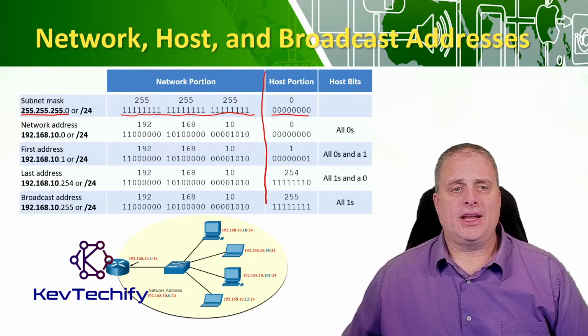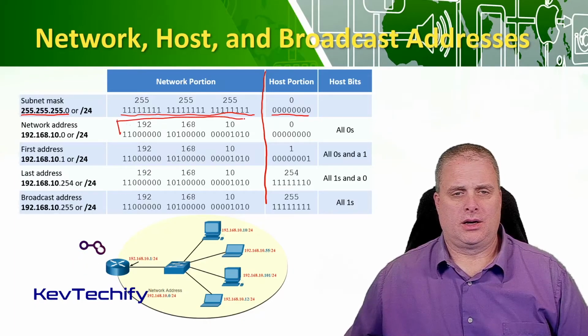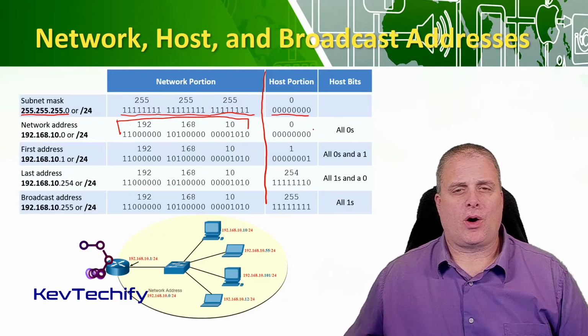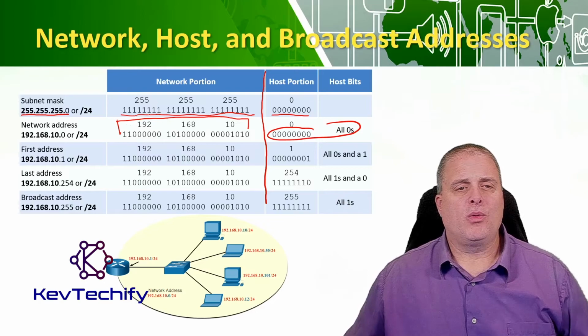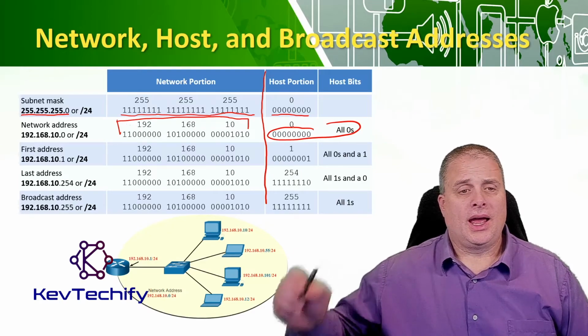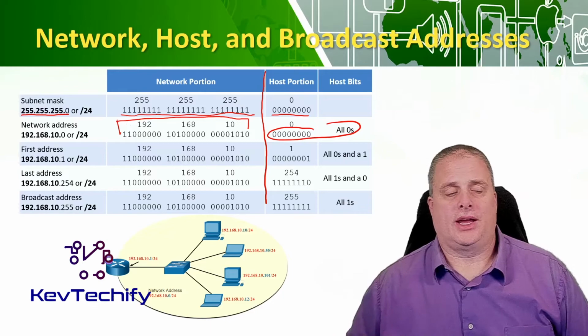Our network address is the first 3 octets. That's our first 3 octets right here. And then in the host portion, we have all zeros. So our network address is 192.168.10.0. After you find your network address, I would go and I would find the broadcast address.